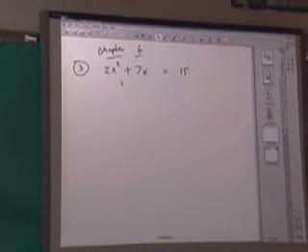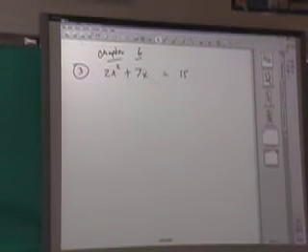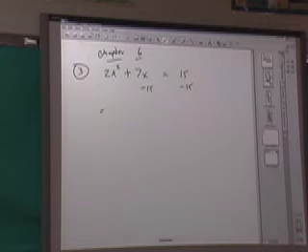Action! Nice. 2x squared plus 7x equals 15. We need to solve this. How do we do it? It's an equation. Okay. Yeah, we want to make an equation equal to 0. So it's 2x squared plus 7x minus 15 equals 0.